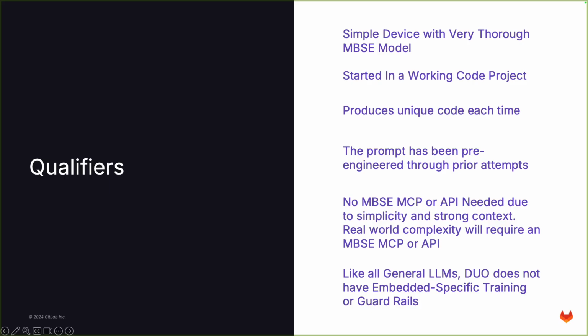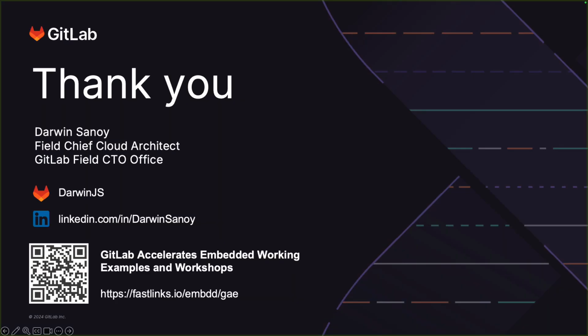And then, like all general LLMs, with GitLab you can pick an LLM, but we are just sourcing a general LLM. So GitLab Duo itself does not have embedded-specific training or guardrails, which is something that you could actually add over time. Thank you very much for your time and attention.